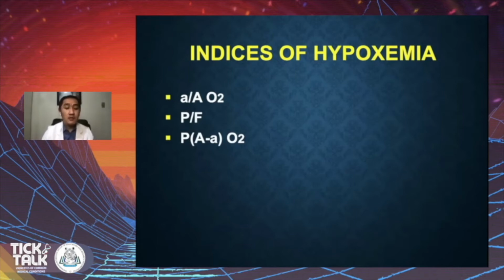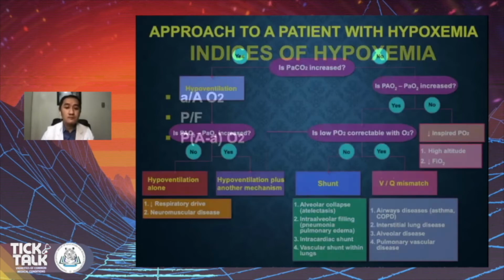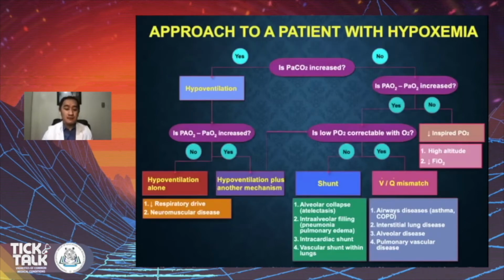And the alveolar arterial gradient is the index wherein we can determine the mechanism of hypoxemia, to know what is causing the hypoxemia of the patient. So this is the algorithm for a patient with hypoxemia. When these parameters prove that the patient is indeed hypoxemic, we need to follow this algorithm.